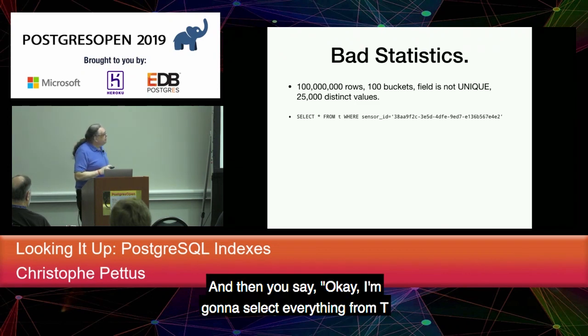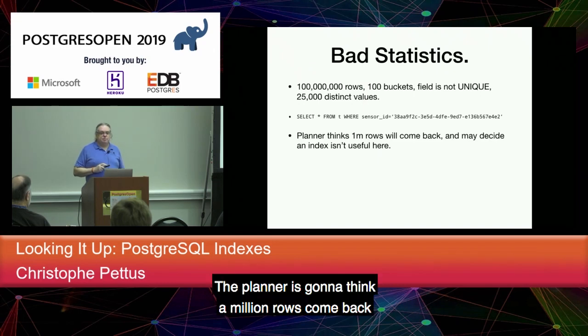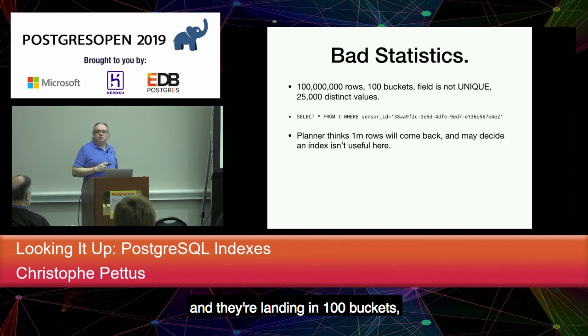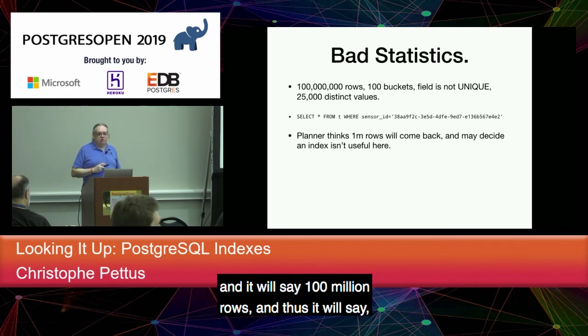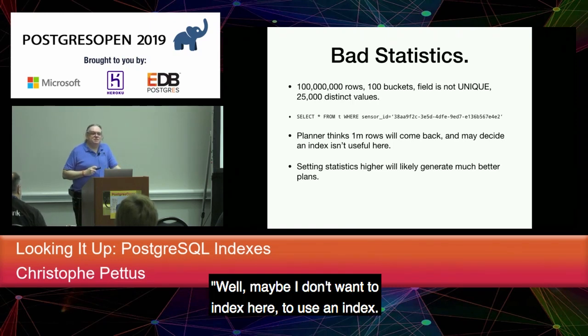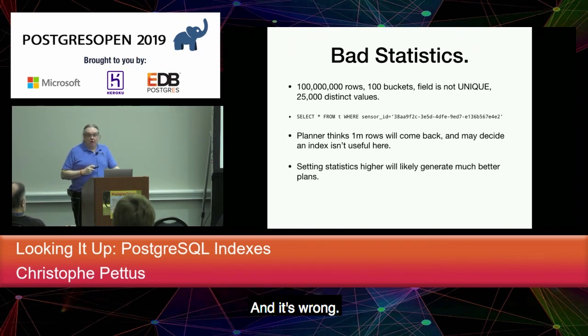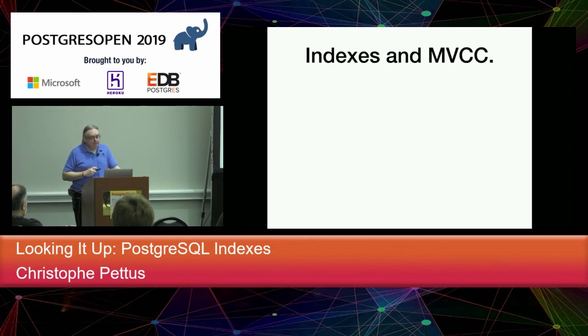And then you say, OK, I'm going to select everything from T where the sensor ID is this UUID. The planner is going to think 1 million rows come back, because these are pretty much randomly distributed, and they're landing in 100 buckets. It's going to extrapolate from that to what it thinks is going to happen, and it'll say 1 million rows. And thus it'll say, well, maybe I don't want to use an index here. Maybe it'll be just cheaper to do a sequential scan. And it's wrong. So this is a great case where bumping up the statistics can get you a better plan.